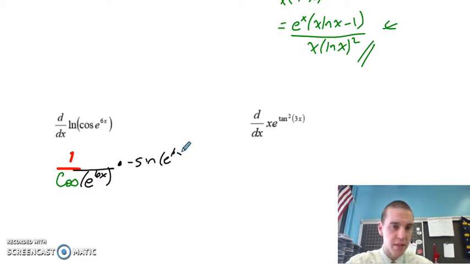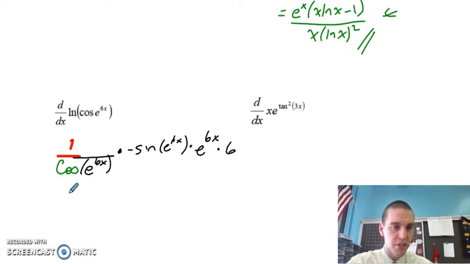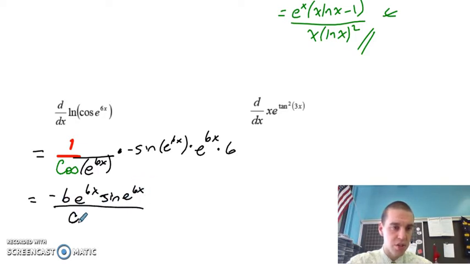Keep the inside the same, multiplied by the derivative of the inside. E to the 6x. Keep the inside the same, multiplied by the derivative of the inside, 6. Wow, so let's try to figure this out. Equal sign there. So we're going to get negative 6 e to the 6x multiplied by sine e to the 6x all over cosine e to the 6x.